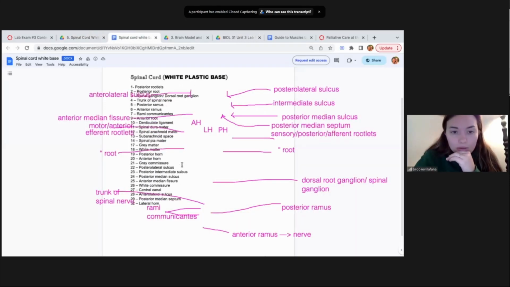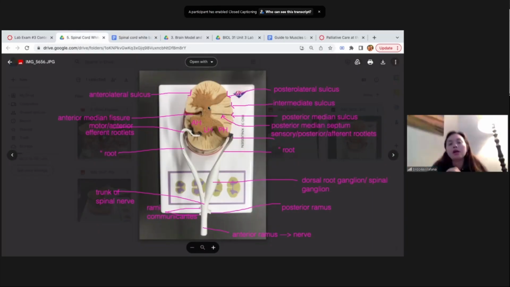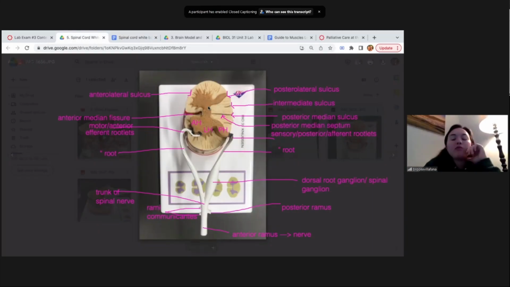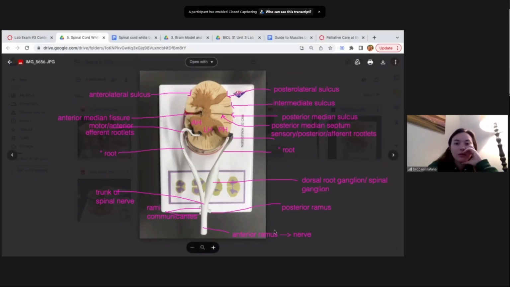And then I'm just going to see if you're supposed to know funiculus. Okay, so no funiculus. All right, so that's everything for this view. And then for this model, there's a few more things kind of on the side. So you could take a picture of that. All right.